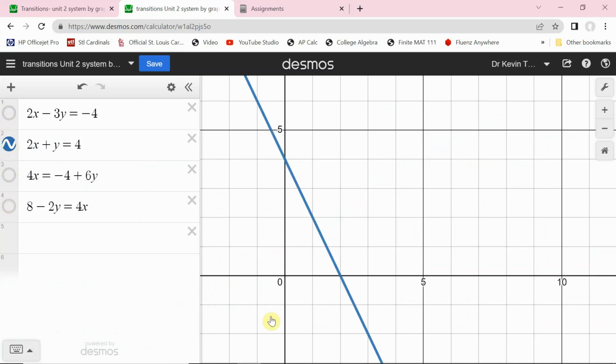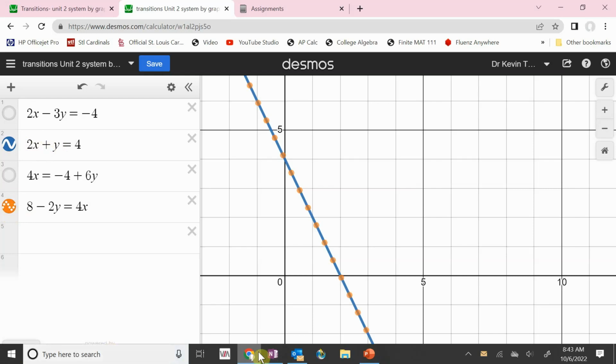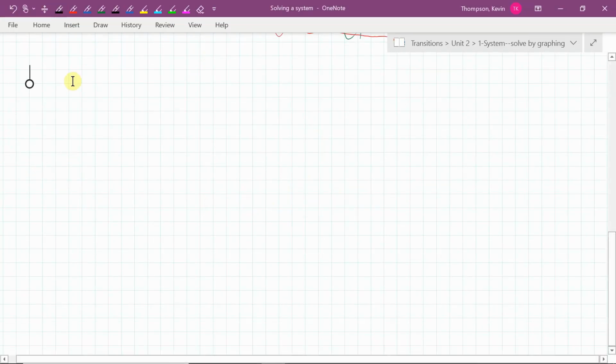So here is the other special thing. You'll notice that the blue and the orange line are actually the same line. So that means that if I'm trying to find a point that makes both of them true, there's lots of points that make them both true, right? So let me take this back to my OneNote to draw it so we can have the equations as well.